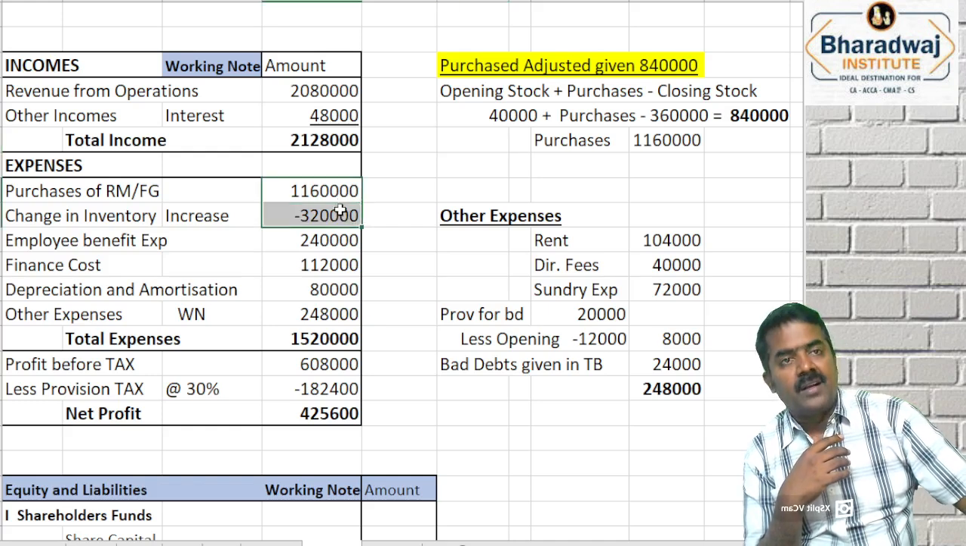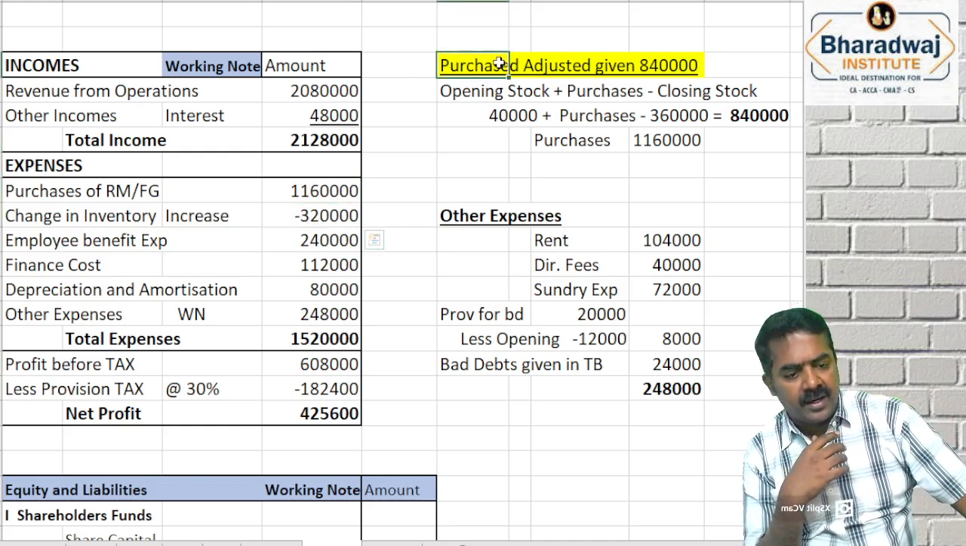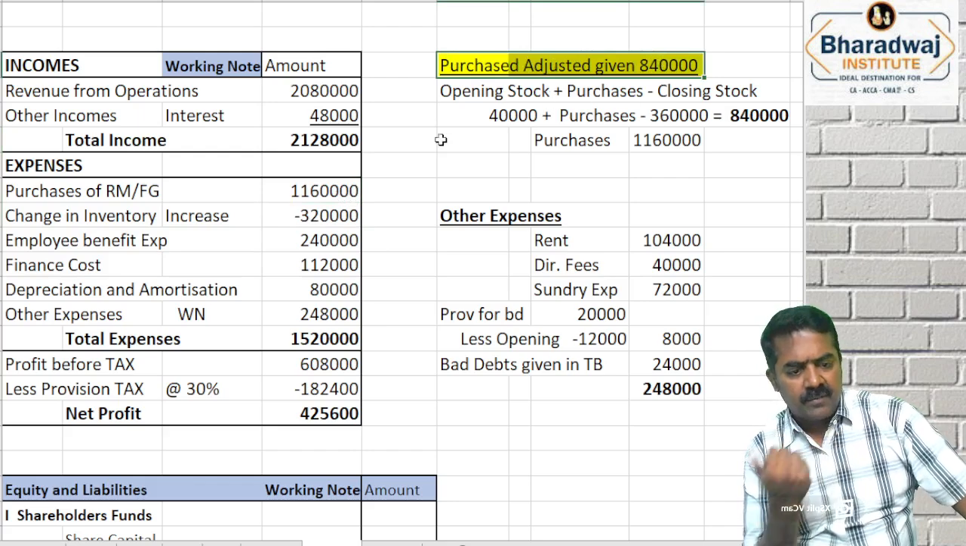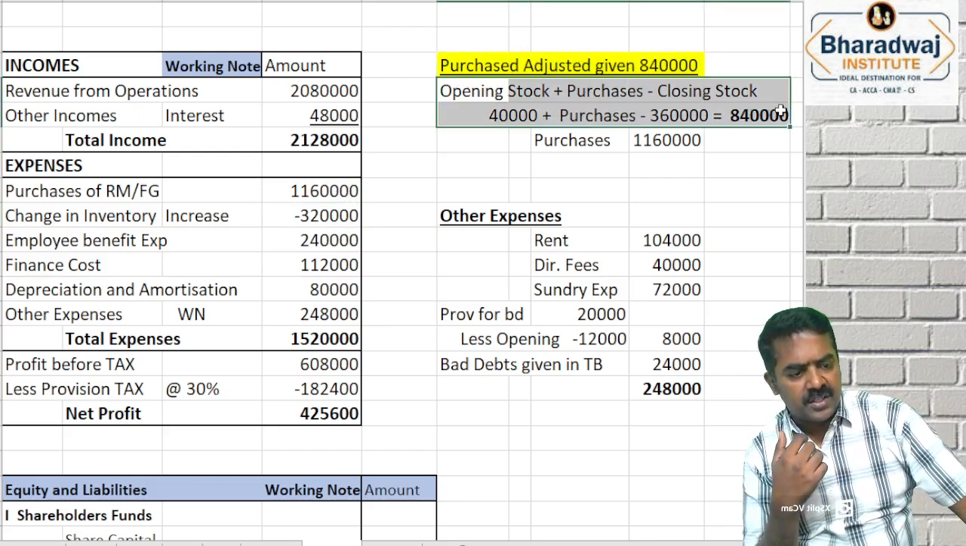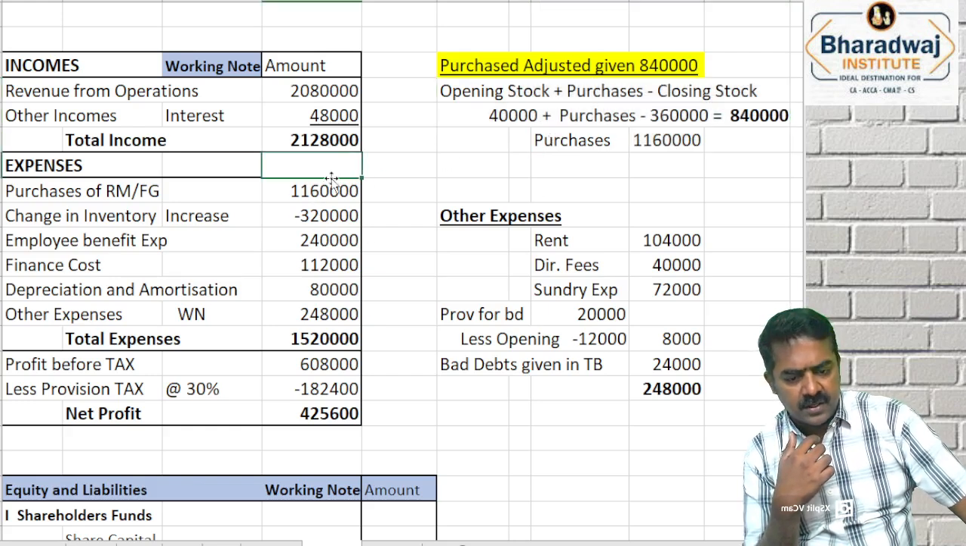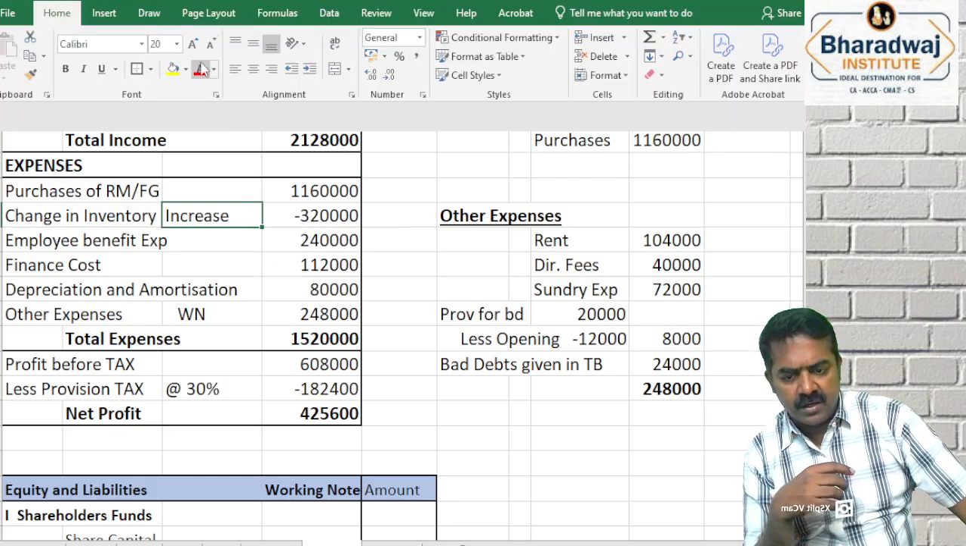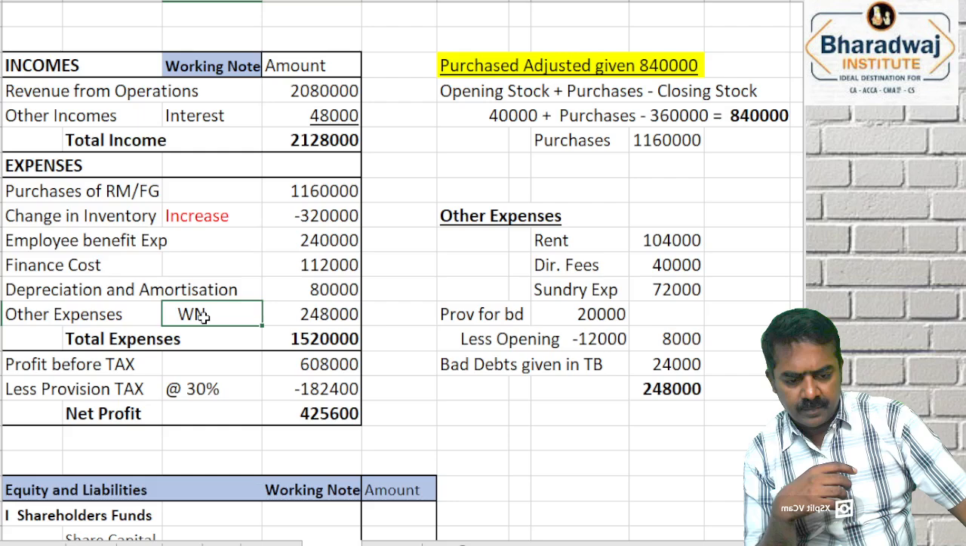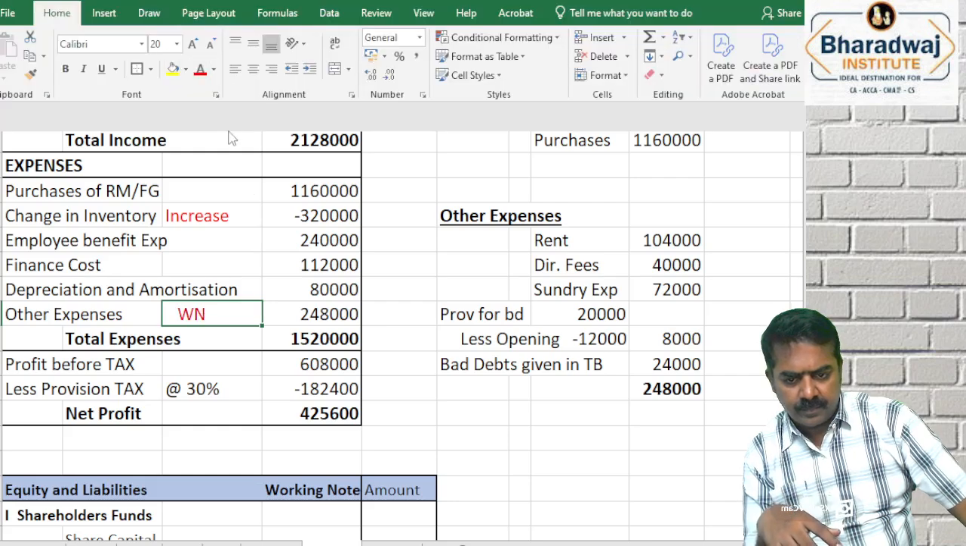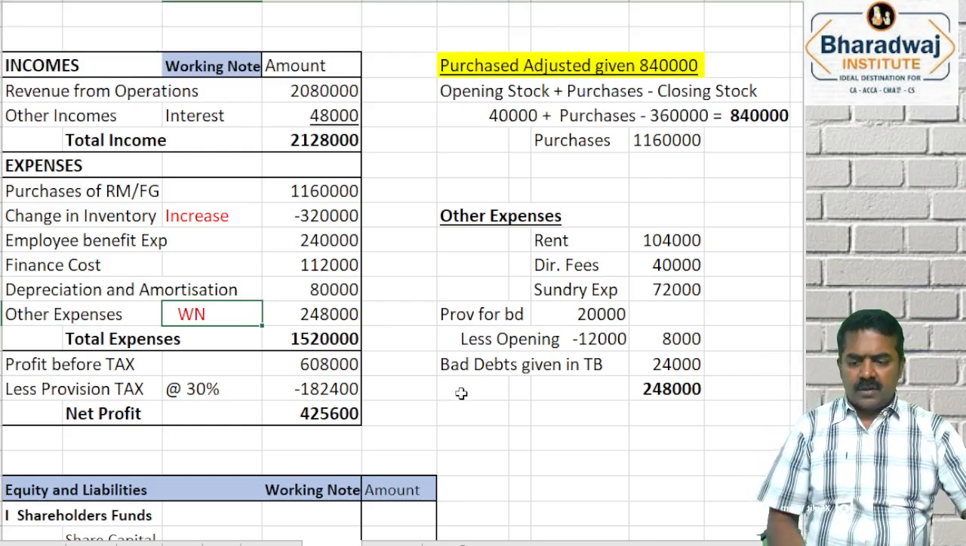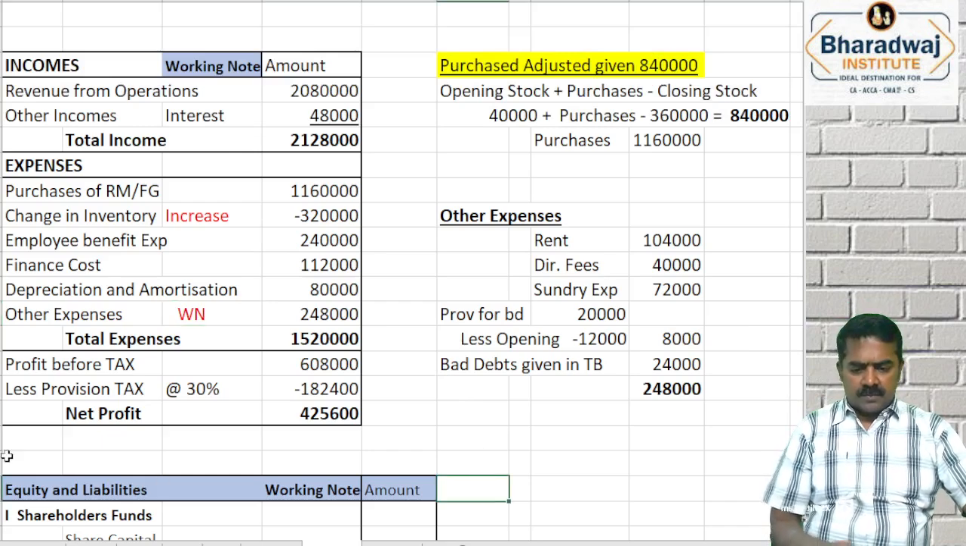Instead of taking 11,60,000 and 3,20,000, you can directly take purchases adjusted. Why? Because it is already adjusted for change in inventory. You can take that, or you can work out gross purchases, then record the increase in inventory. Try to prepare the balance sheet next.